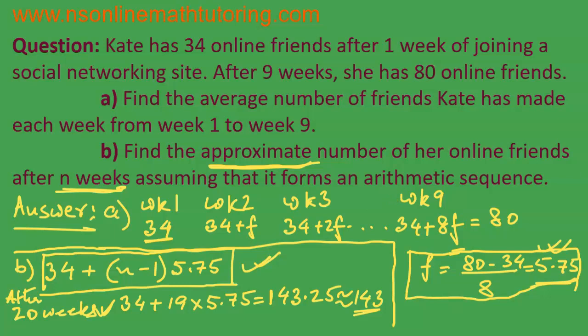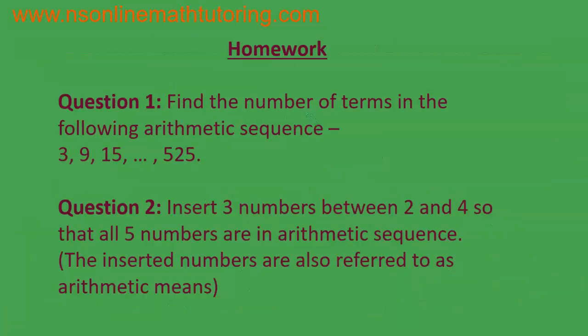And therefore, I have 2 homework questions on arithmetic sequences. Question 1 says, find the number of terms in the following arithmetic sequence. It is 3, 9, 15, dot dot dot, 525. You see, this is a case of a finite arithmetic sequence. You have to find the number of terms.